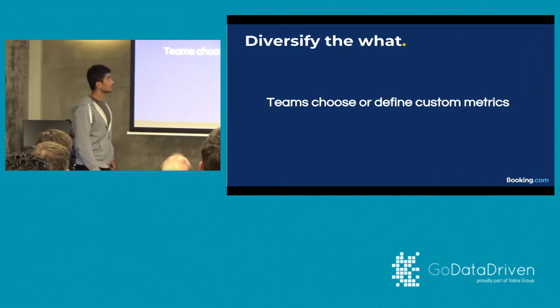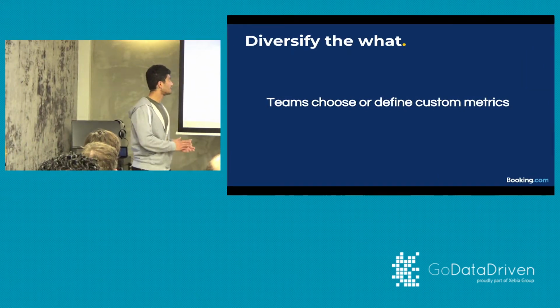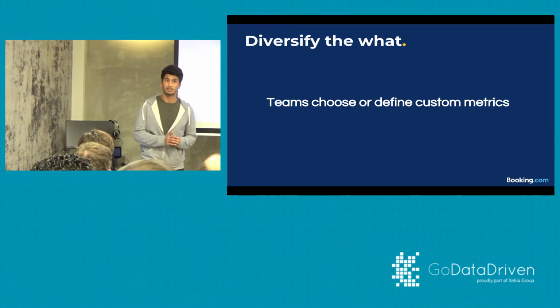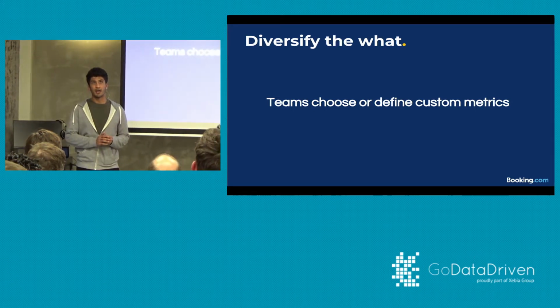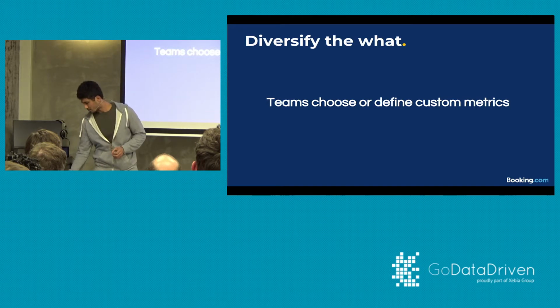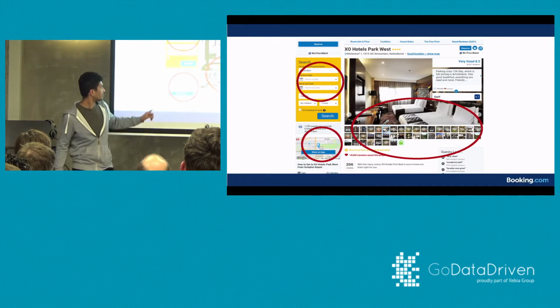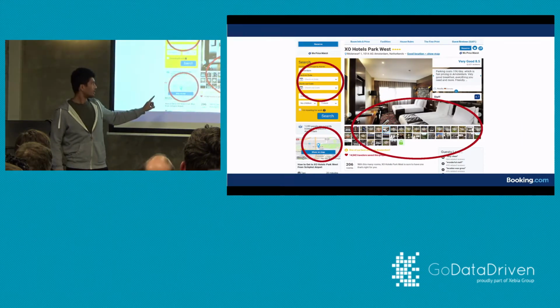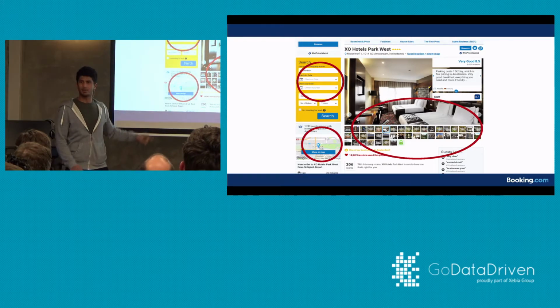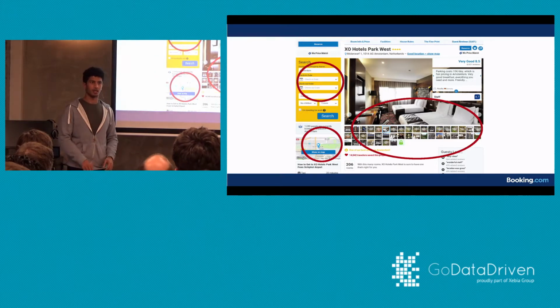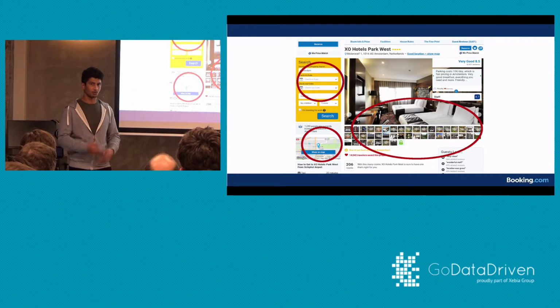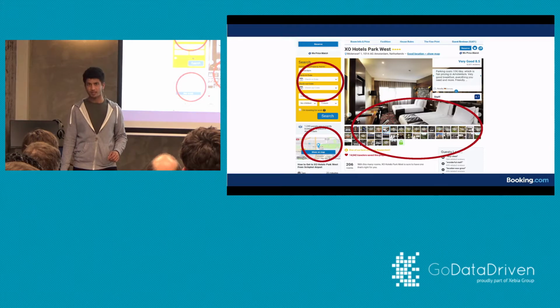The next way we diversify the what is teams can choose their own custom metrics. Now, imagine a product team that is doing work on this map here. What they're interested in probably is, are people interacting with my widget? Do they find it useful? Are they actually looking at the map or doing something? So those are the metrics that that team is interested in.